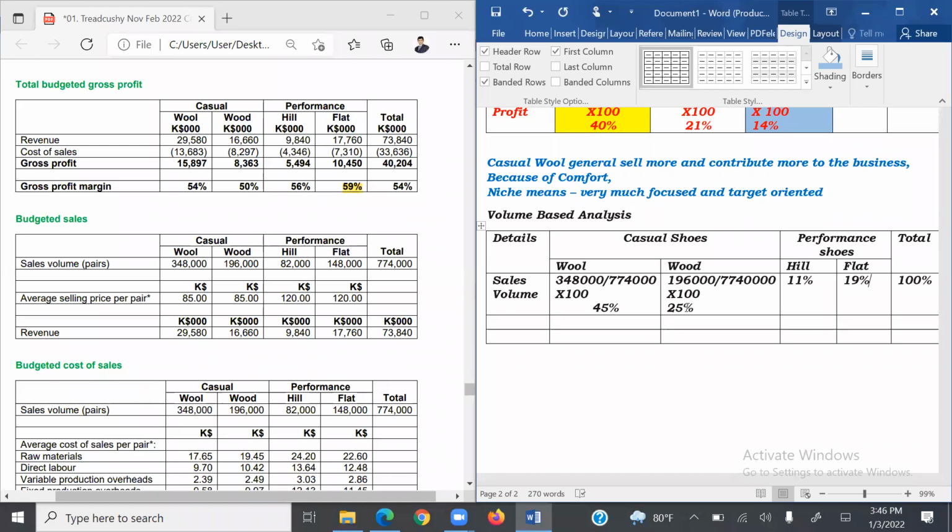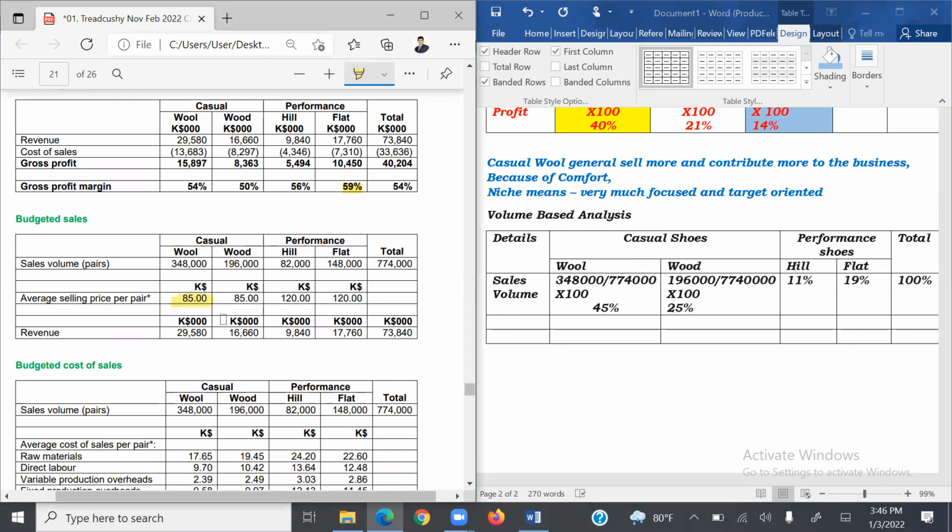Okay, students, thank you very much. I believe this is okay. So if you see, there's an application. This wool product is cheaper. How many of you can feel that? It's $85. But if you see here, the ranges are at 120. Do you see here, students, the price is playing a major role?